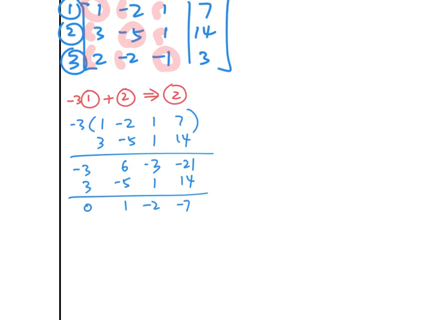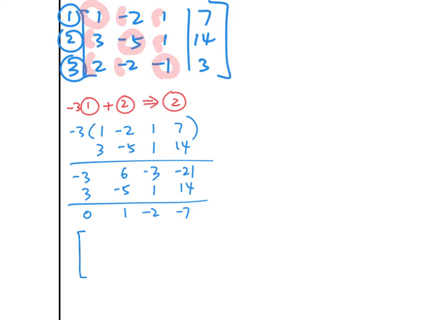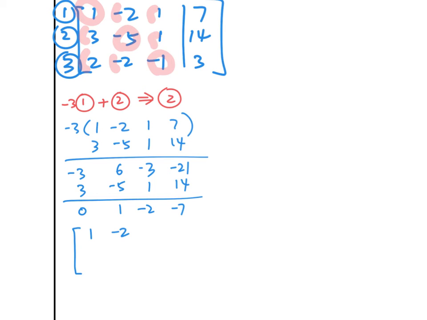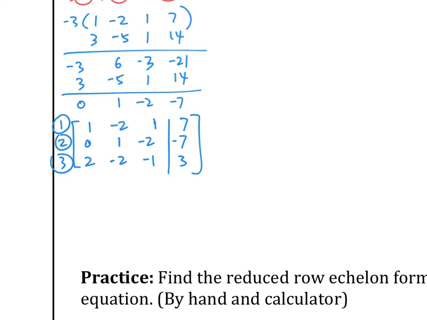And then I'm going to take that and replace row 2. So row 1 stays the same. Row 2 becomes 0, 1, -2, -7. Row 3 is the same. I'm going to renumber them so it's easier for me to talk about them. All right, this is good.